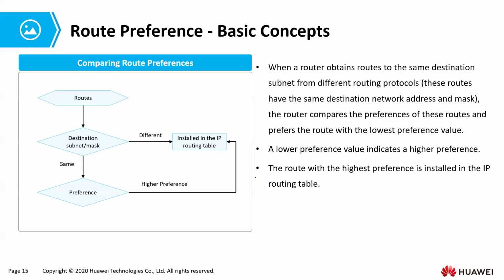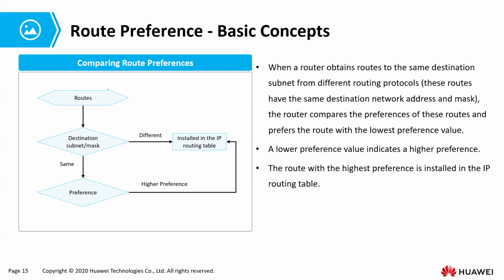Then to end up, route preferences, basic concepts. When a router obtains routes to the same destination subnet from different routing protocols, the router compares the preferences. I think that is what we've been talking about. Same destination, two different protocols. What do we do? We compare the preferences and prefer the route with the lowest preference value. A lower preference value indicates a higher preference. The route with the highest preference is installed in the IP routing table.